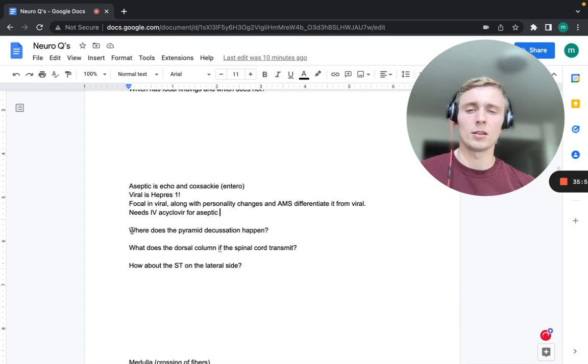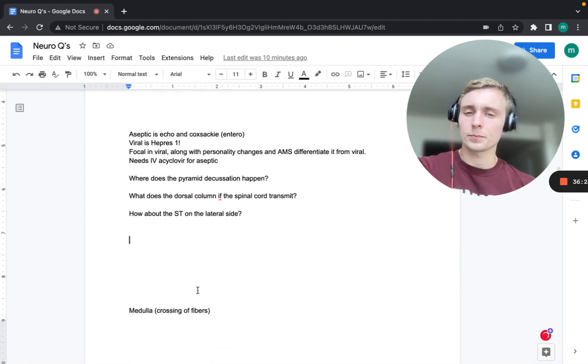Where does the pyramidal decussation happen? What part of the brain does it happen? Do those fibers cross over? And what does the dorsal column transmit up the spinal cord? So what does the dorsal column do basically up the spinal cord? How about the spinothalamic tract on the lateral sides? What does that do? So the spinothalamic tract, the dorsal column, and where does the pyramidal decussation happen?